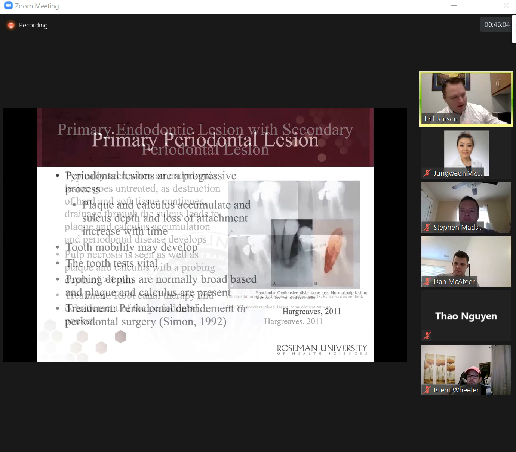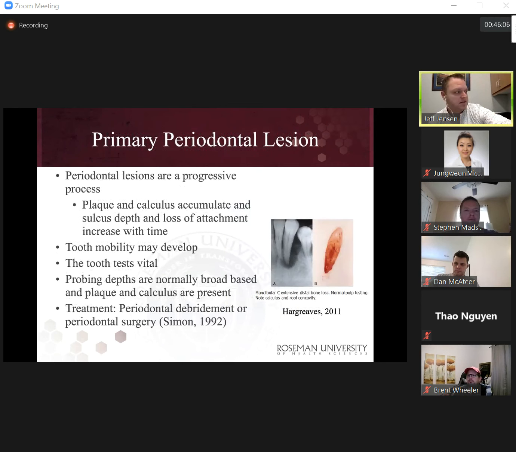So primary perio. This is kind of what we've been going through all along. It's a progressive process. It's an inflammatory process, and it leads to bone loss around the tooth. Typically, we see plaque and calculus accumulate, and the sulcus depth and loss of attachment increases over time. So that calculus begins to move down the root of the tooth. As it moves, more tissue destruction, more loss of attachment, more loss of support on the tooth. Eventually, we typically see mobility of the tooth.